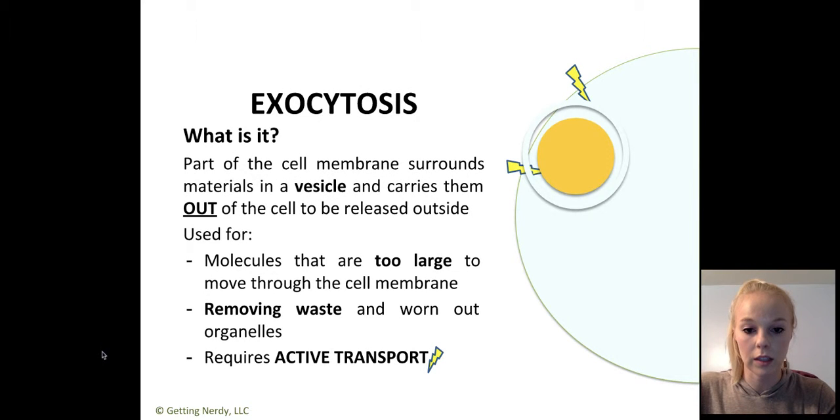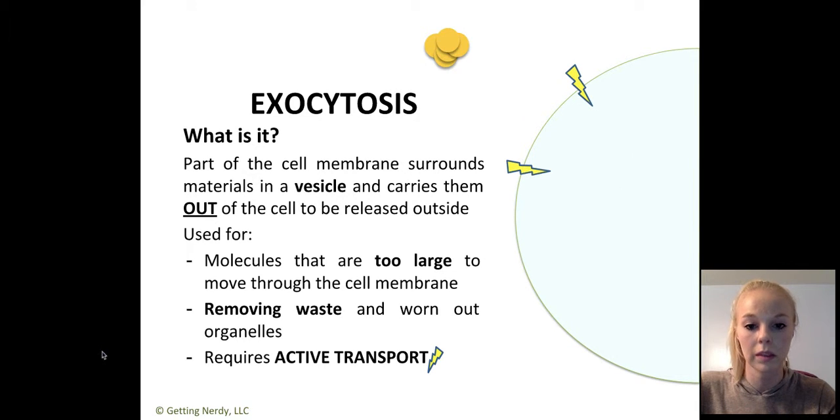Exocytosis is where part of the cell membrane surrounds materials in a vesicle and carries them out of the cell to be released outside. Just like endocytosis, this is used for molecules that are too large to move through the cell membrane and proteins, and it uses energy for active transport. This is also used to remove waste and worn out or old organelles.